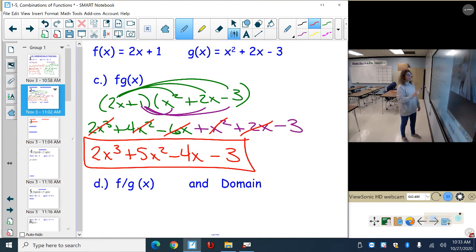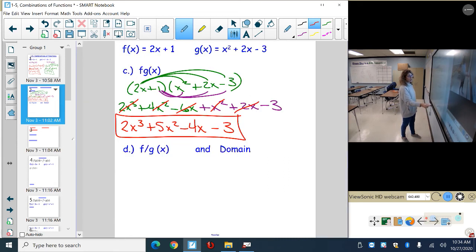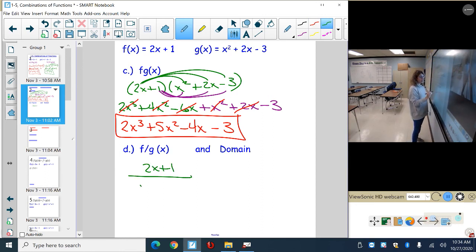So if I'm dividing these two functions, I need to go ahead and I need to keep them in parentheses like we did before. So this is going to be the 2x plus 1 over the denominator of x squared plus 2x minus 3. Now, if I'm dividing these, basically what that means is I need to go ahead and factor the denominator completely.